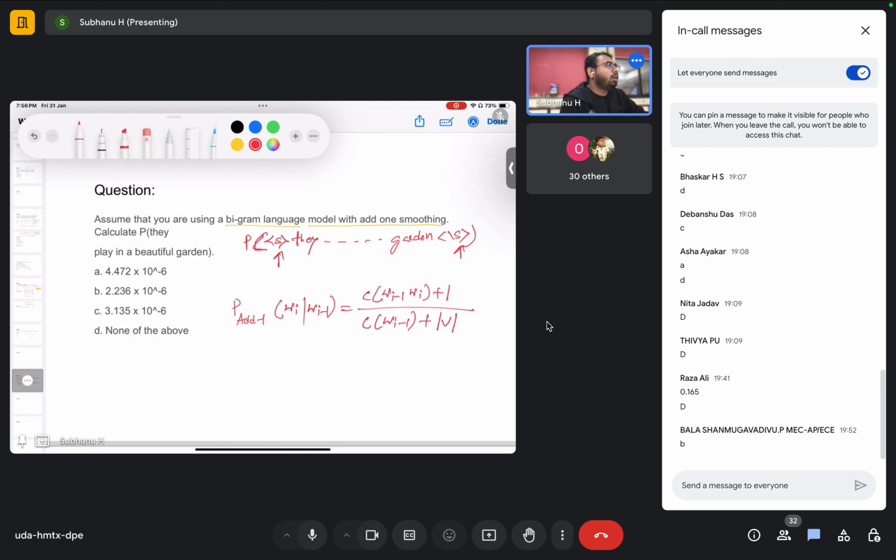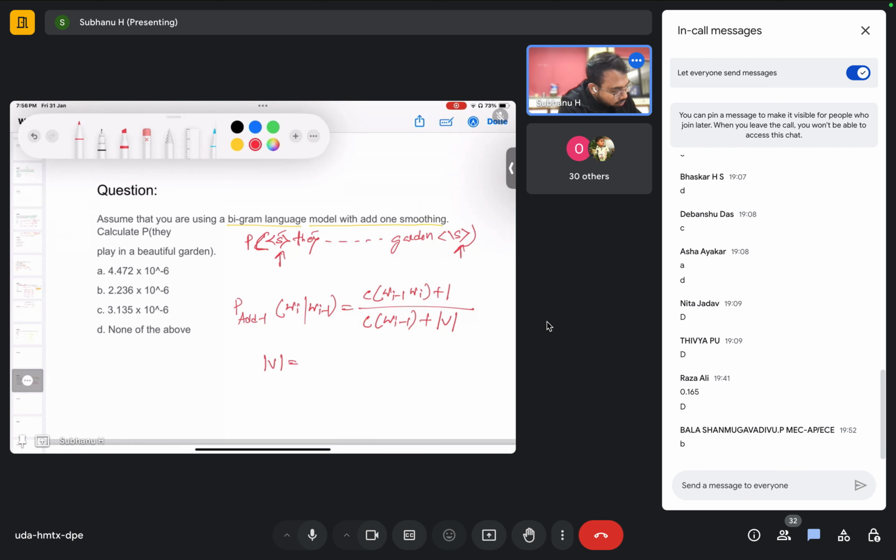Now we go back to our problem and see how we can calculate it. What is mod V here? How many vocabulary items are there? This is one, two, three, four, five, six, the start token, the end token, that is 8.